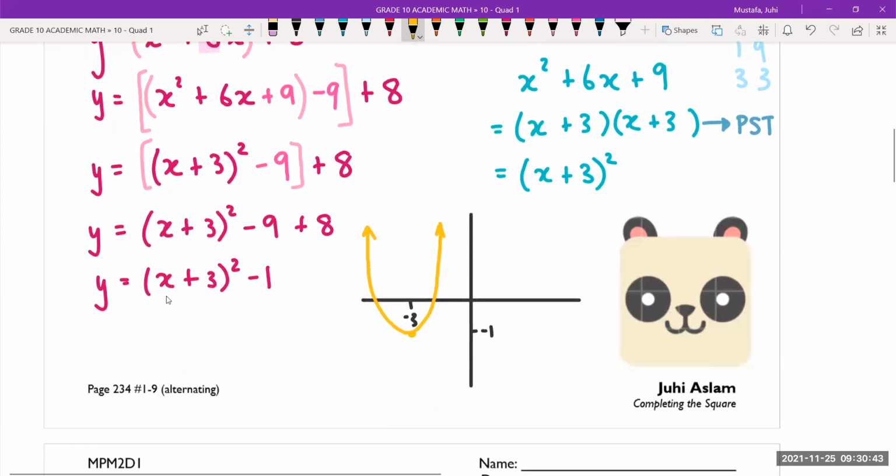I can even ask you questions like, what is the axis of symmetry? Even without sketching, you should know it's x is equal to -3. What is the minimum value? You should know it's y is equal to -1. So all that stuff we were learning in our previous classes, now you can sort of put everything together in vertex form.